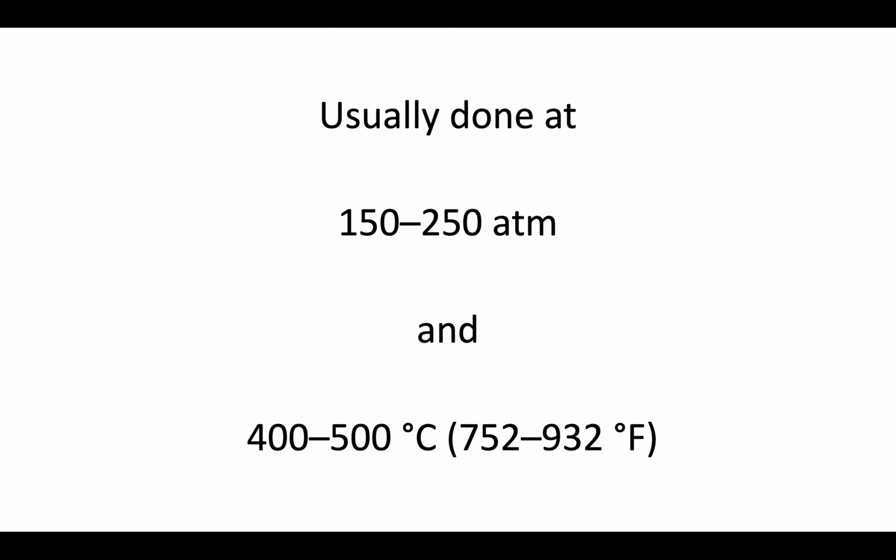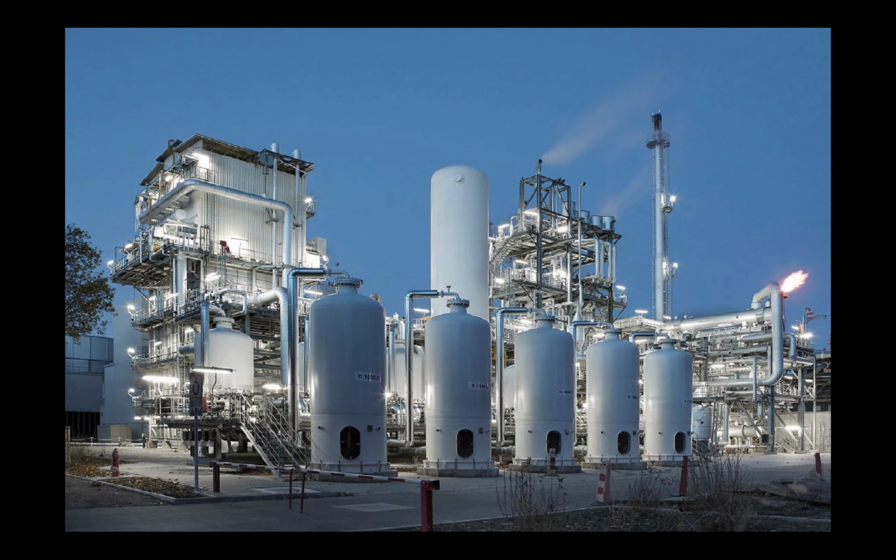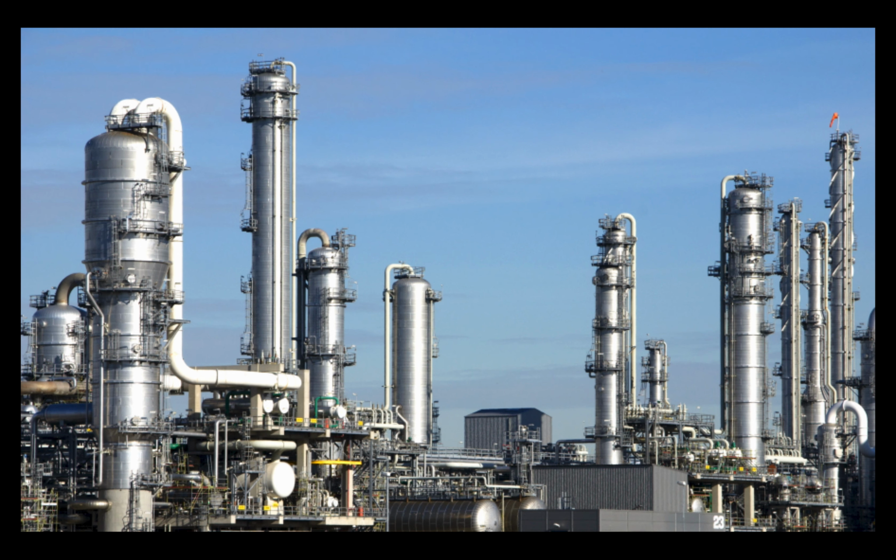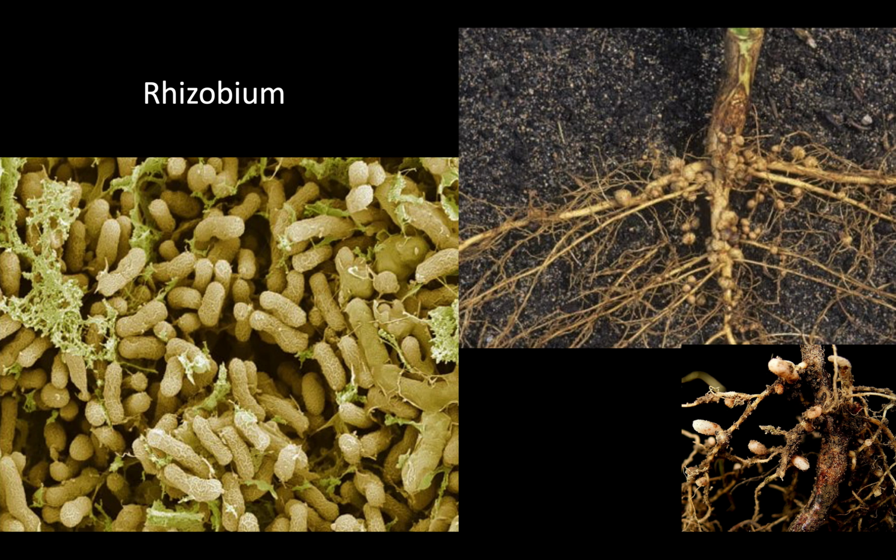Now that's usually done at really high pressures and temperatures, which is what requires all the energy. It's around 150 to 250 atmospheres. And 1 atmosphere is the pressure that surrounds you when you're at the beach. And 400 to 500 degrees Celsius, or between 750 and 930 Fahrenheit. So very hot, very high pressures. And it's done at plants that look like this. Each of these is a plant that does that reaction and collects the ammonia. It requires 1% of all the world's energy used each year.